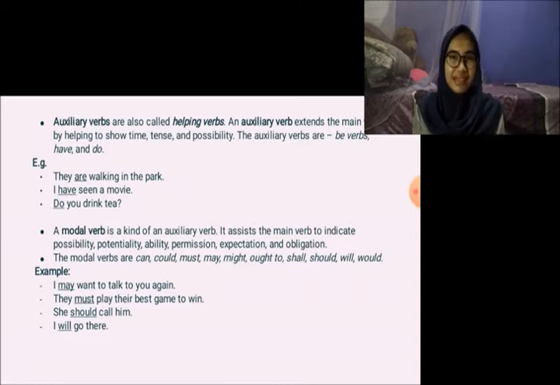And the last type is the modal verb. It's a kind of auxiliary verb. It assists the main verb to indicate possibility, potentiality, ability, permission, expectation, and obligation. The modal verbs are can, could, must, may, might, shall, should, will, and would.